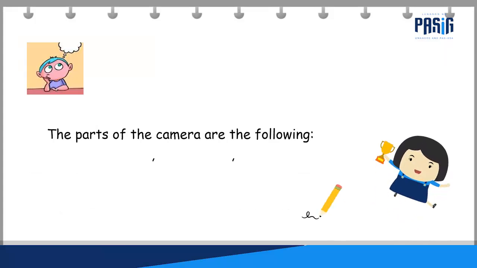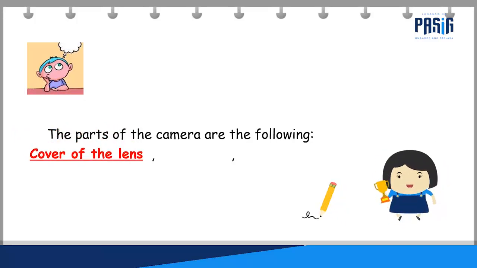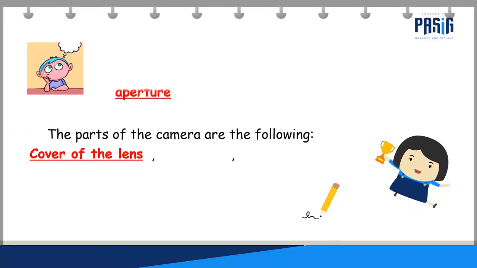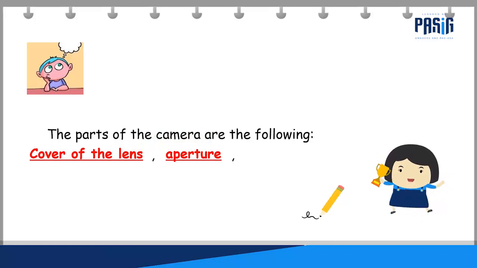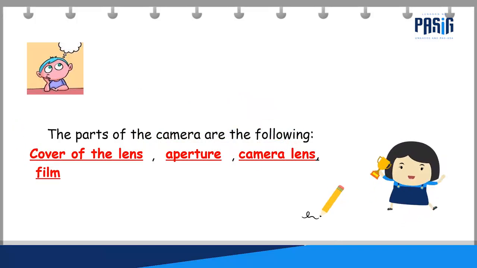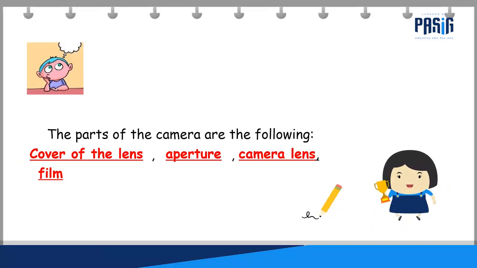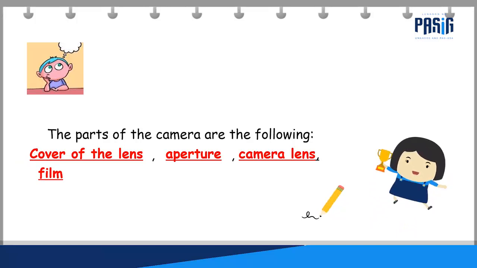Enumerate the parts of the camera. The parts of the camera are the following: cover of the lens, aperture, camera lens, film. Good job! You are right!